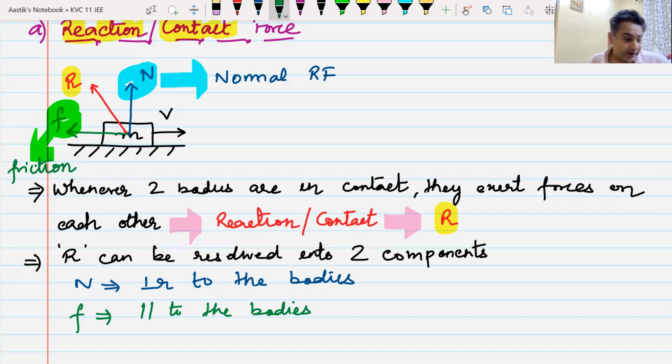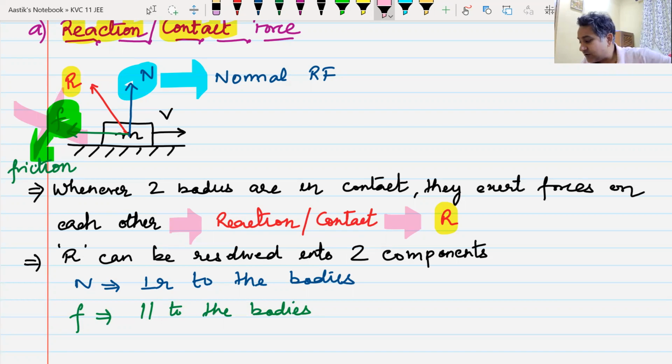Right now, if friction is neglected, and in the beginning we will neglect friction, then this reaction force does not have any parallel component, and this reaction force becomes equal to the normal reaction force. Do we understand this? So for time being, we are going to neglect this frictional component. This friction component will come in the next topic, friction.